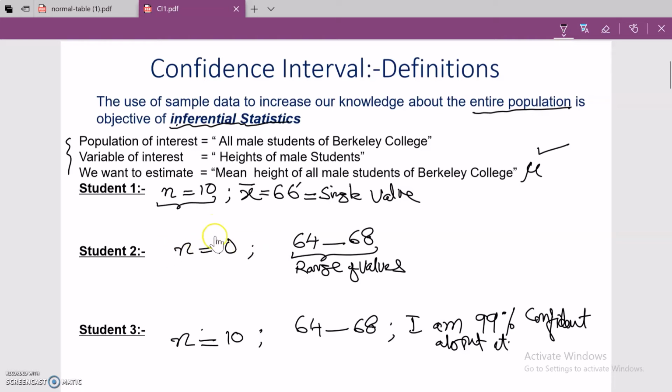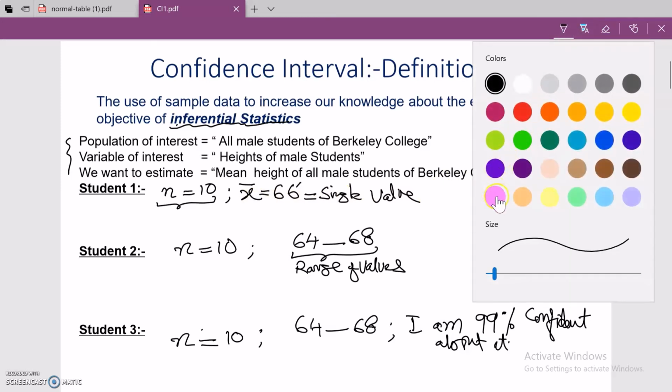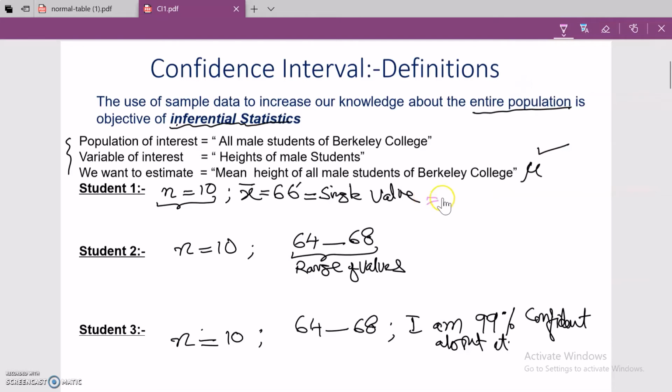Now, look at the first estimate. The first estimate was a single value estimate. The student estimated the average height of all the students of the Berkeley College by a single value. Such an estimate is called a point estimate.